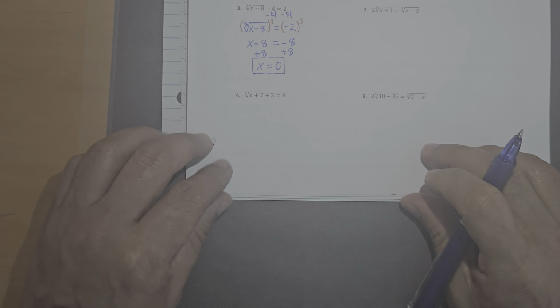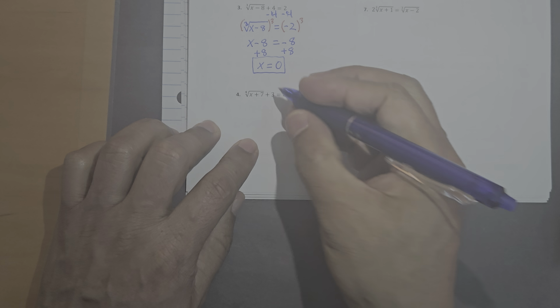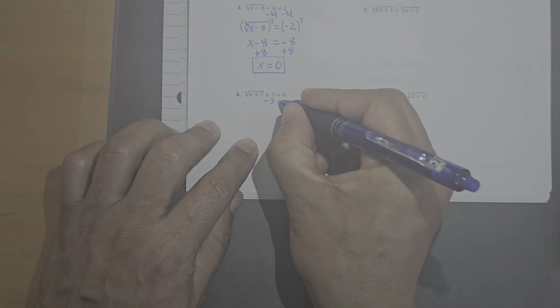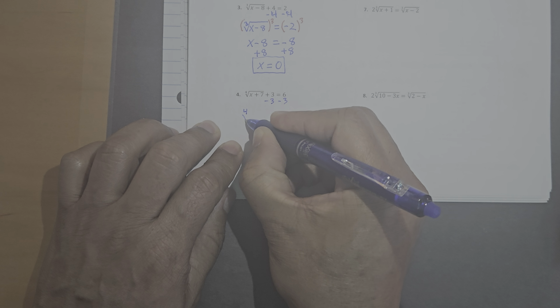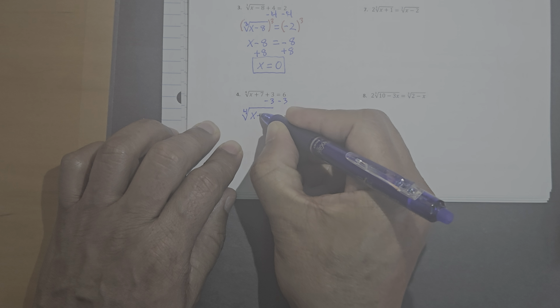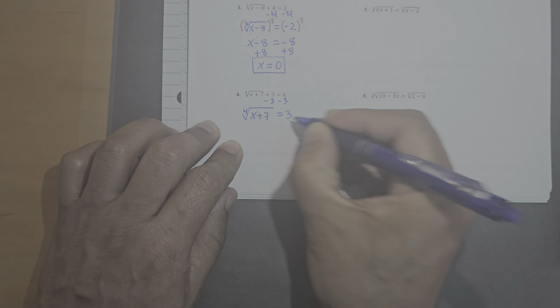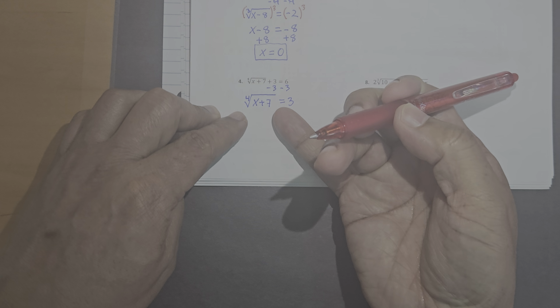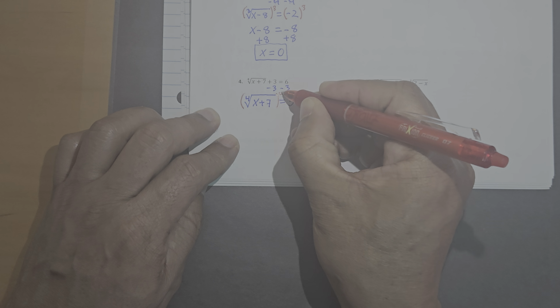Let's go to example number 4. Again, this radical is not isolated. There's a plus 3, so I'm going to subtract that 3 from both sides of the equation. So then that gives me, notice this is a 4th root. Okay, this radical is a 4th root, so this is the 4th root of x plus 7 is equal to 6 minus 3, which is 3. Again, the radical is isolated. Let's take the inverse power, which is the 4th power.